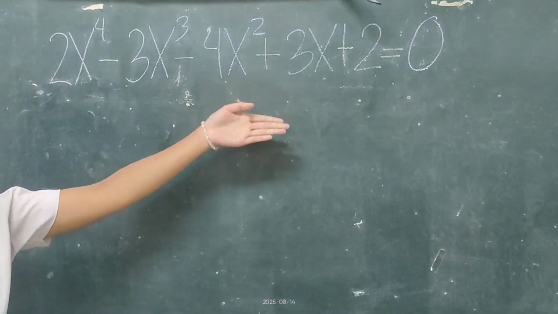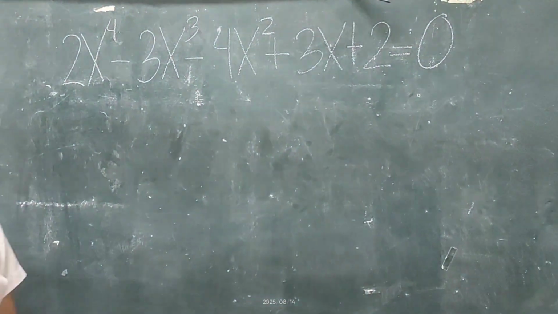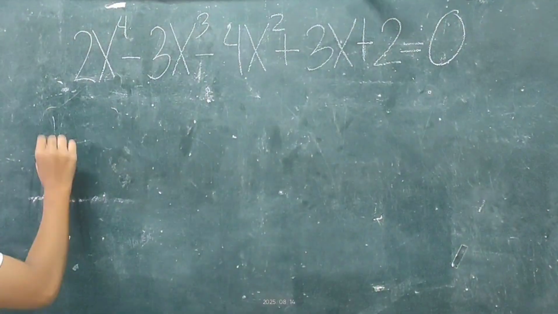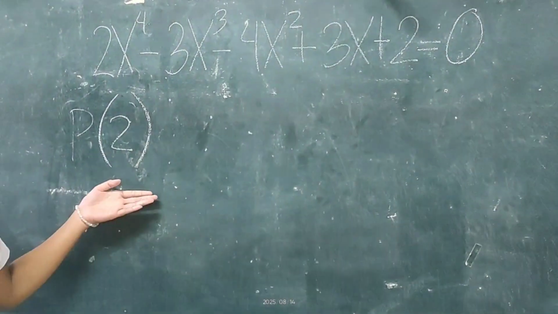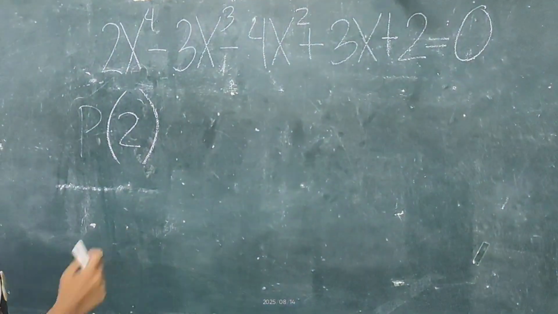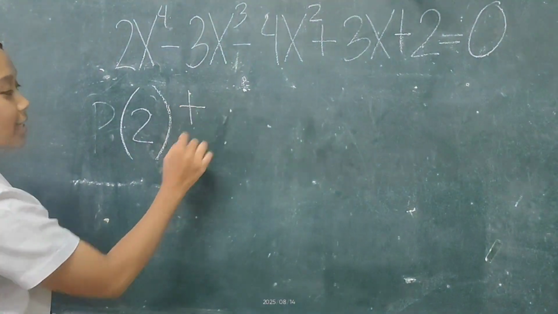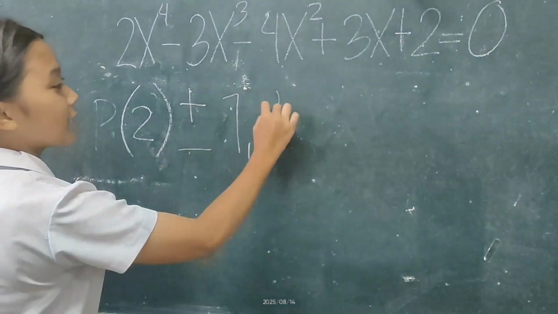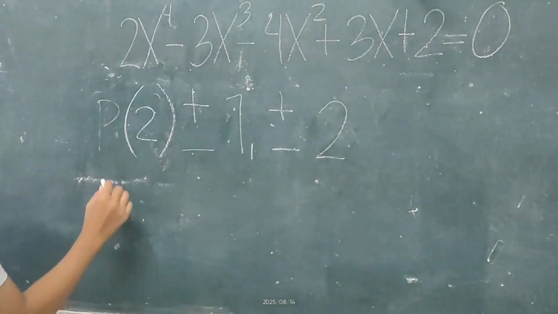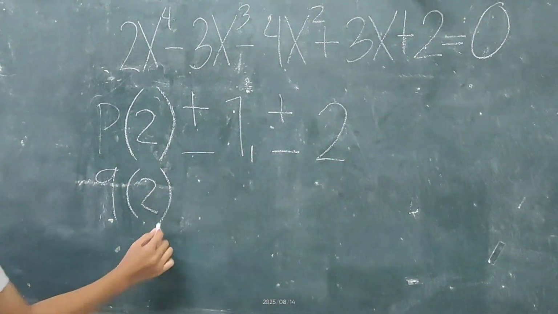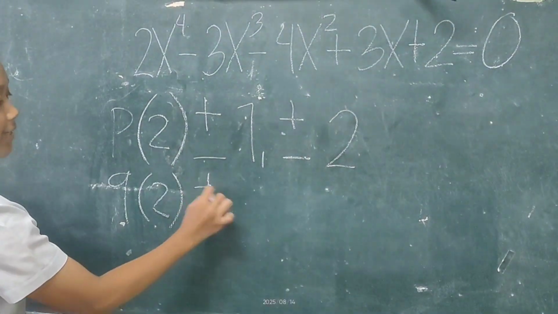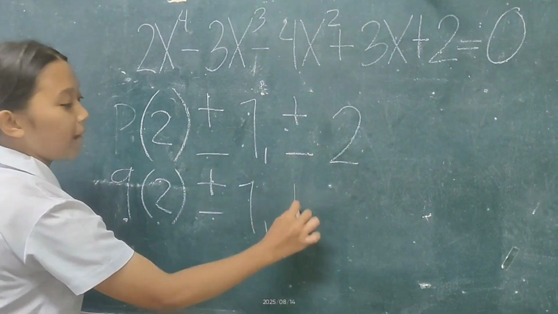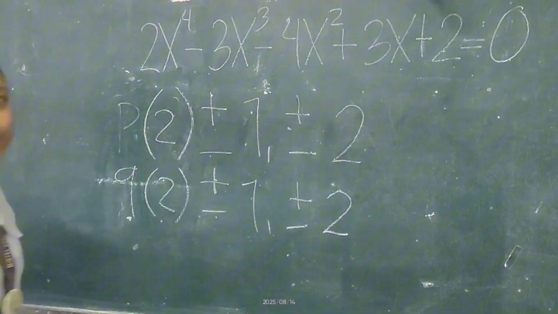Our problem is 2x raised to 4 minus 3x cubed minus 4x squared plus 3x plus 2 equals 0. Our p is 2 from the last term in our problem, and the factors of 2 are plus or minus 1 and plus or minus 2. Our q is 2 from the first term in our problem, and the factors of 2 are plus or minus 1 and plus or minus 2.